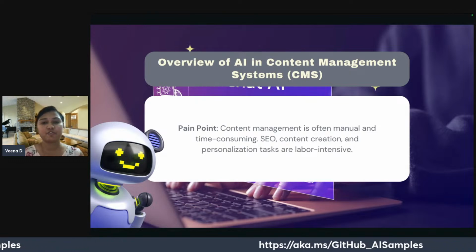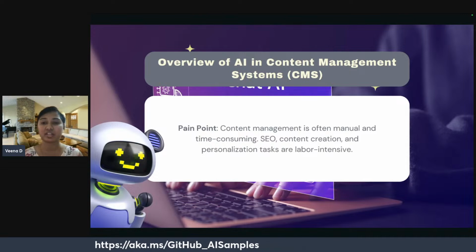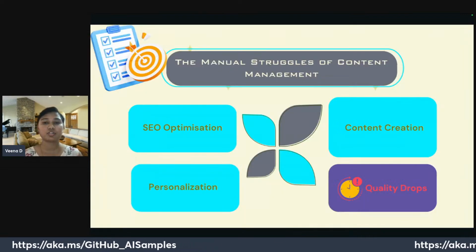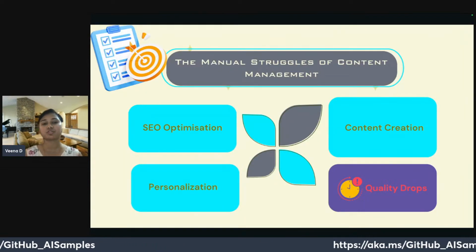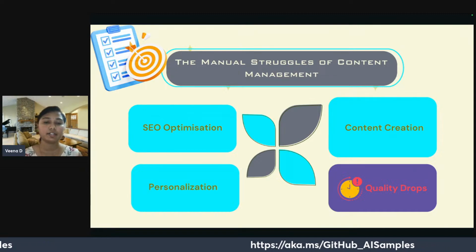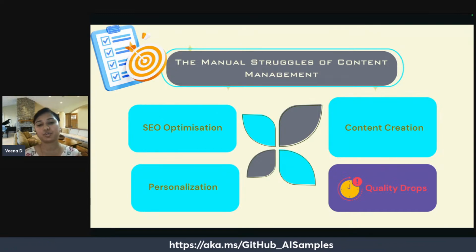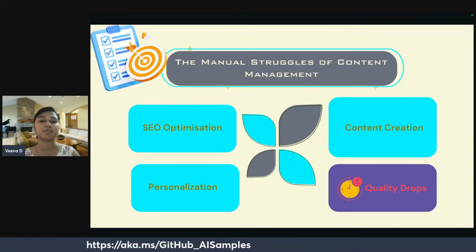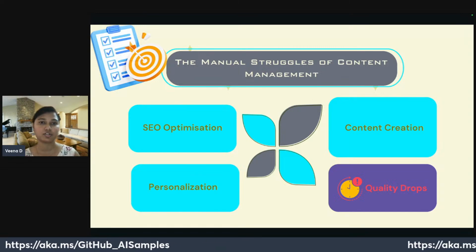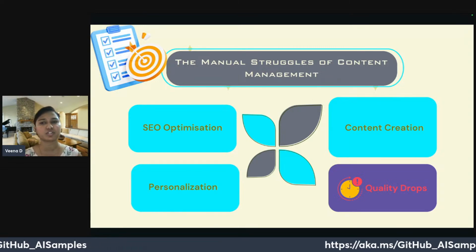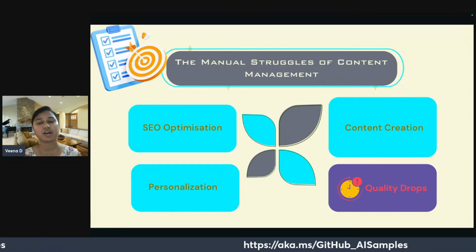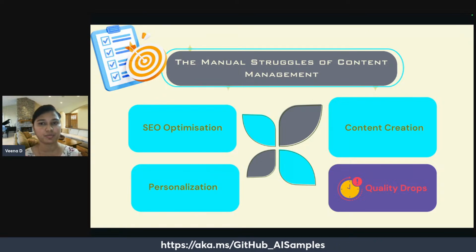Yeah, this was a kind of a pain point previously. The content creation was taking a lot of time, and of course, SEO optimization was kind of a problem. And the personalization used to be a struggle, with a lot of key parameters that we need to consider. So these were manual struggles we used to have when it comes to content management before.